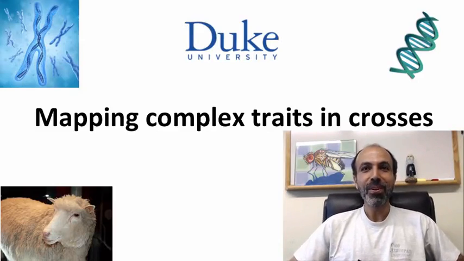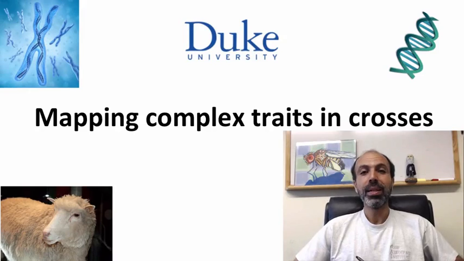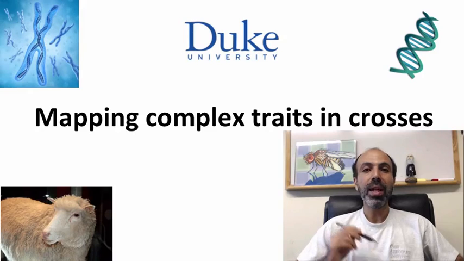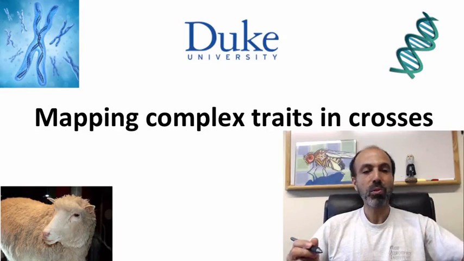In the previous video, we talked about the principles associated with mapping complex traits and how we do this in both crosses and using genome-wide population studies. In this video, we'll elaborate on the previous one to look at actually what's done in genetic crosses to pinpoint the location of genes that have allelic variation affecting some sort of trait.